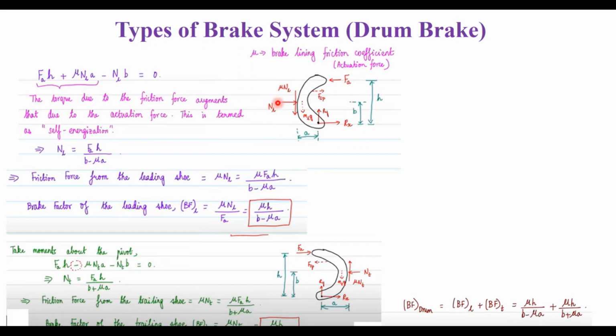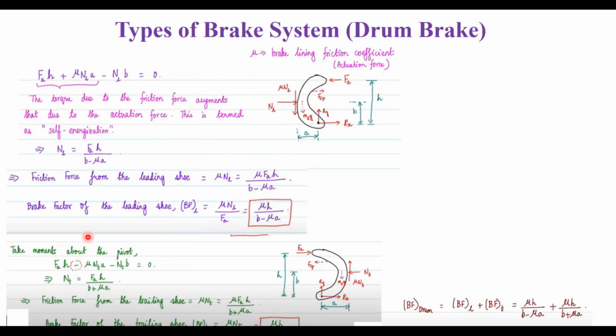N is the lumped force considering the leading shoe. So now the friction force from the leading shoe is nothing but nu into NL, right? So nu into NL is nothing but the friction force from the leading shoe. Now you know that nu into NL is nothing but FA into H by B minus nu into A.